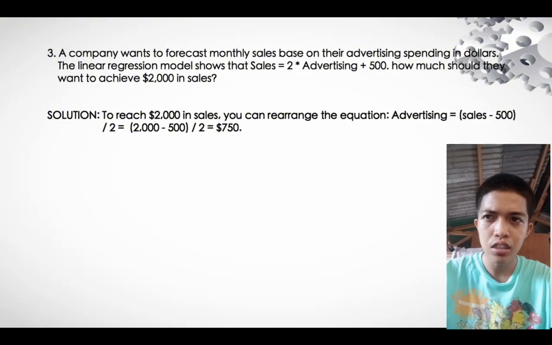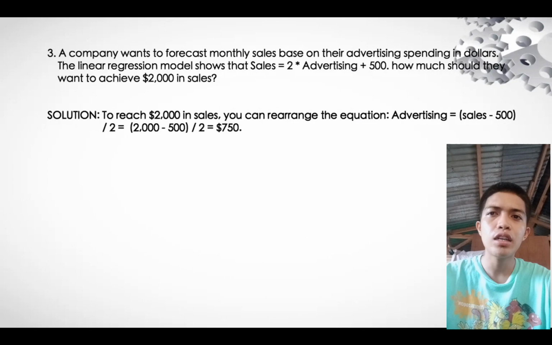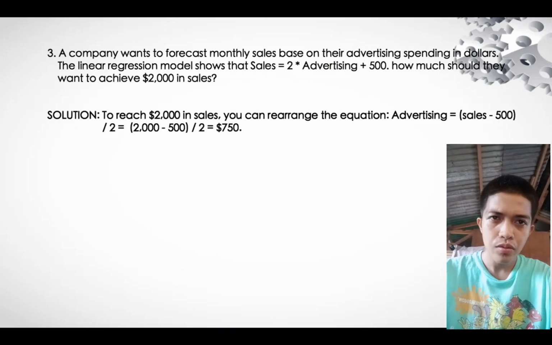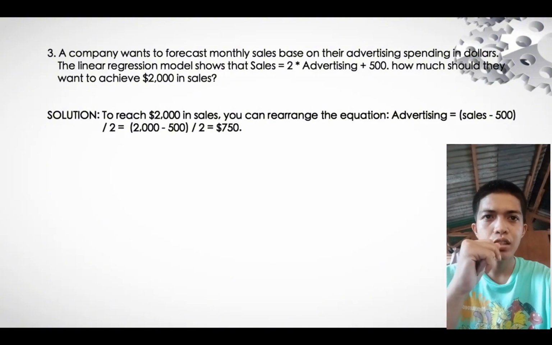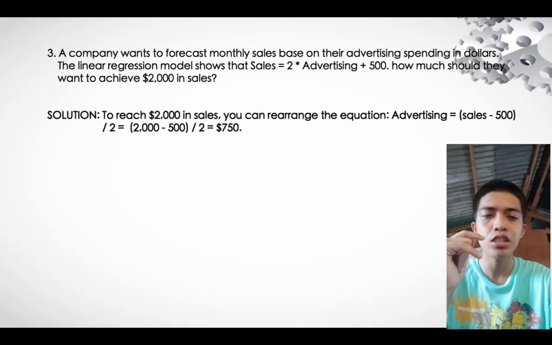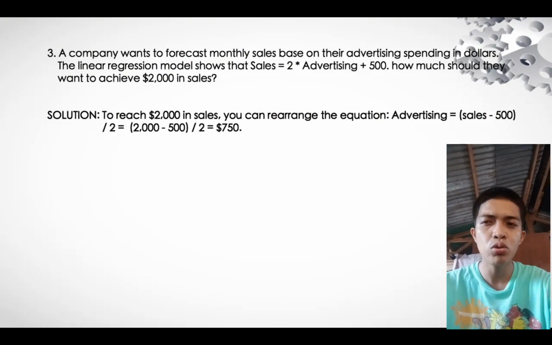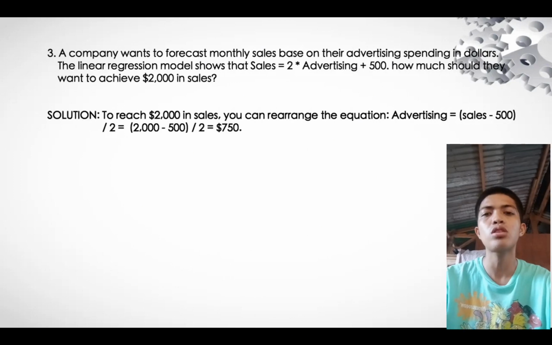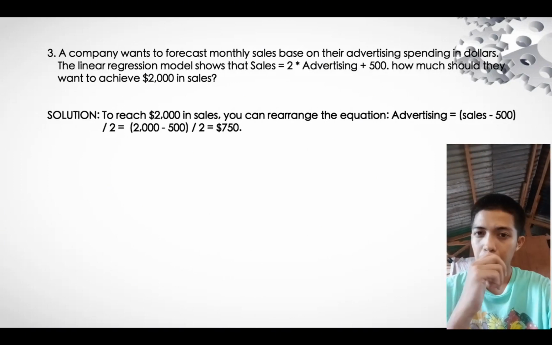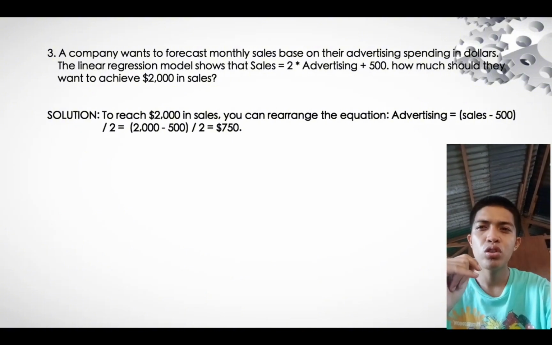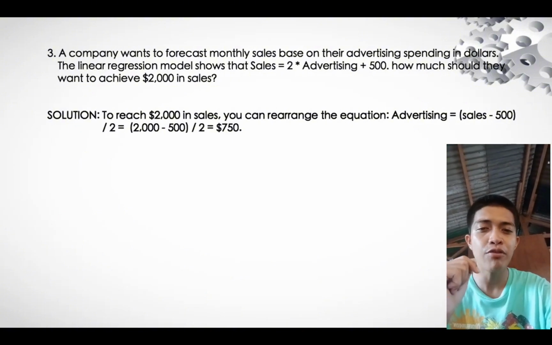The solution of number three is, to reach $2,000 in sales, you can rearrange the equation. Advertising is equal to sales minus 500, divided by 2, which is equal to 2,000 minus 500 divided by 2, which is equal to $750.